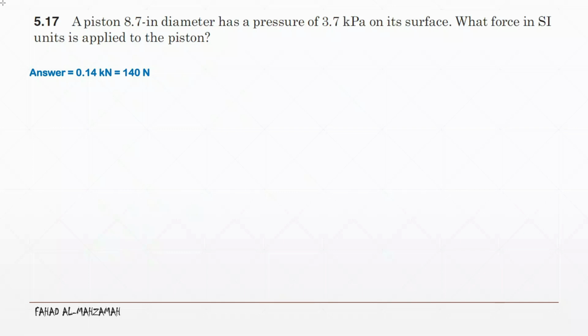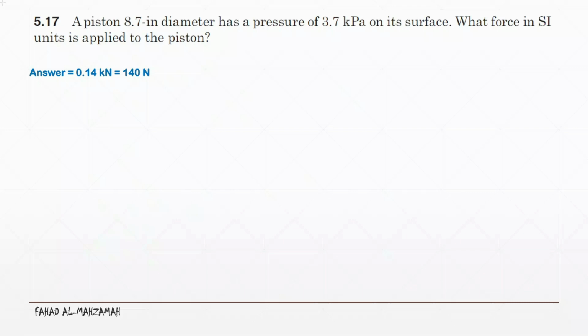Now another one. It's given a piston with 8.7 inch diameter. I don't know, is it the small piston or the large piston? Let me see. He said a piston 8.7 inch diameter has a pressure of 3.7 kilopascal on its surface. What force in SI units is applied to the piston? So he asked about force.